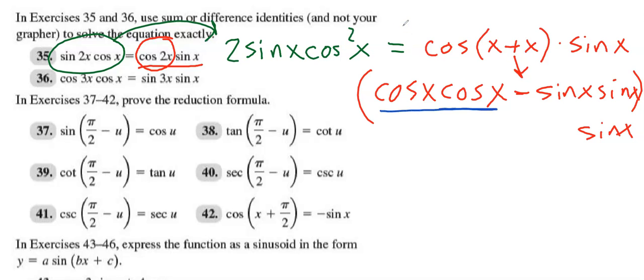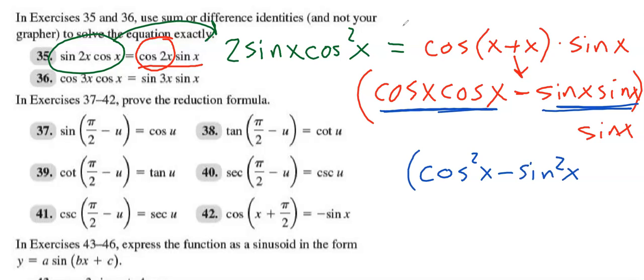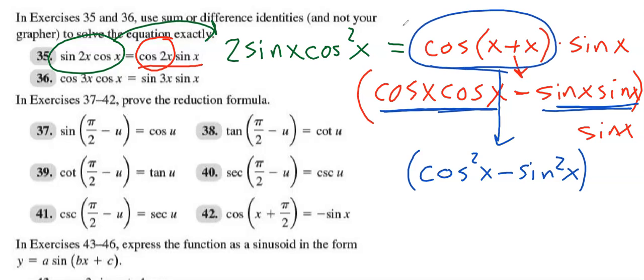So what is cosine times cosine more often referred to as? Cosine squared. And we have minus sine x times sine x. That would be minus sine squared x. Now, what you just showed, this equals this, that's another one of those cool identities you're going to learn about in section 5.4.